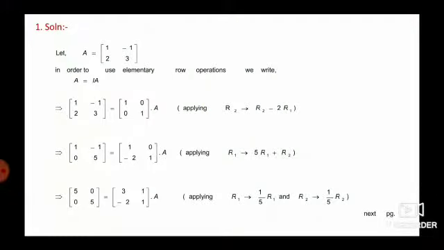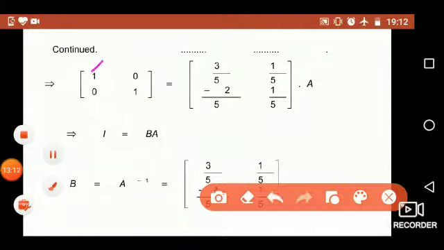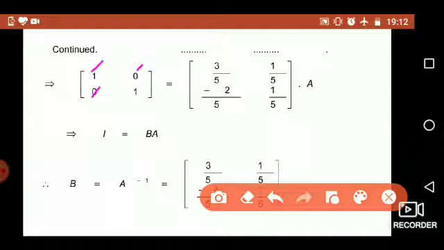Now we'll get these operations in the next row. The left hand side 5, 0, 0, 5 becomes 1 by 5 into 5, this gives 1. 1 by 5 into 0 gives 0. 1 by 5 into 0 gives 0. And 1 by 5 into 5, therefore that gives 1. Therefore our left hand side becomes now 1, 0, 0, 1, which is nothing but a unit matrix.